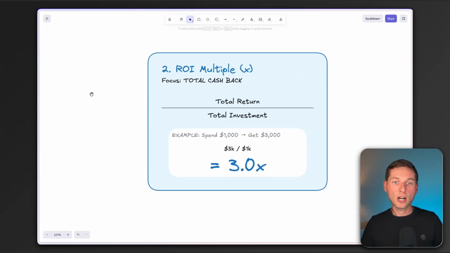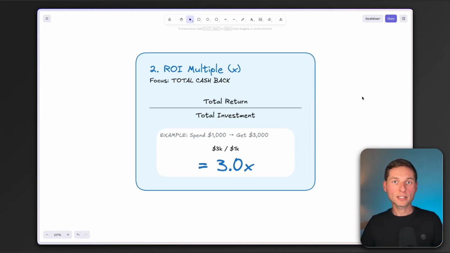Second, the ROI multiple, which is basically the same number in a different form. The ROI multiple focuses on the total cashback you get from that investment. So this one is calculated as the total return divided by the total investment. With the same example from before, your spend is $1,000 on that initiative and you get again $3,000 back. So your ROI multiple is then $3,000 divided by $1,000, which results in a 3x ROI.